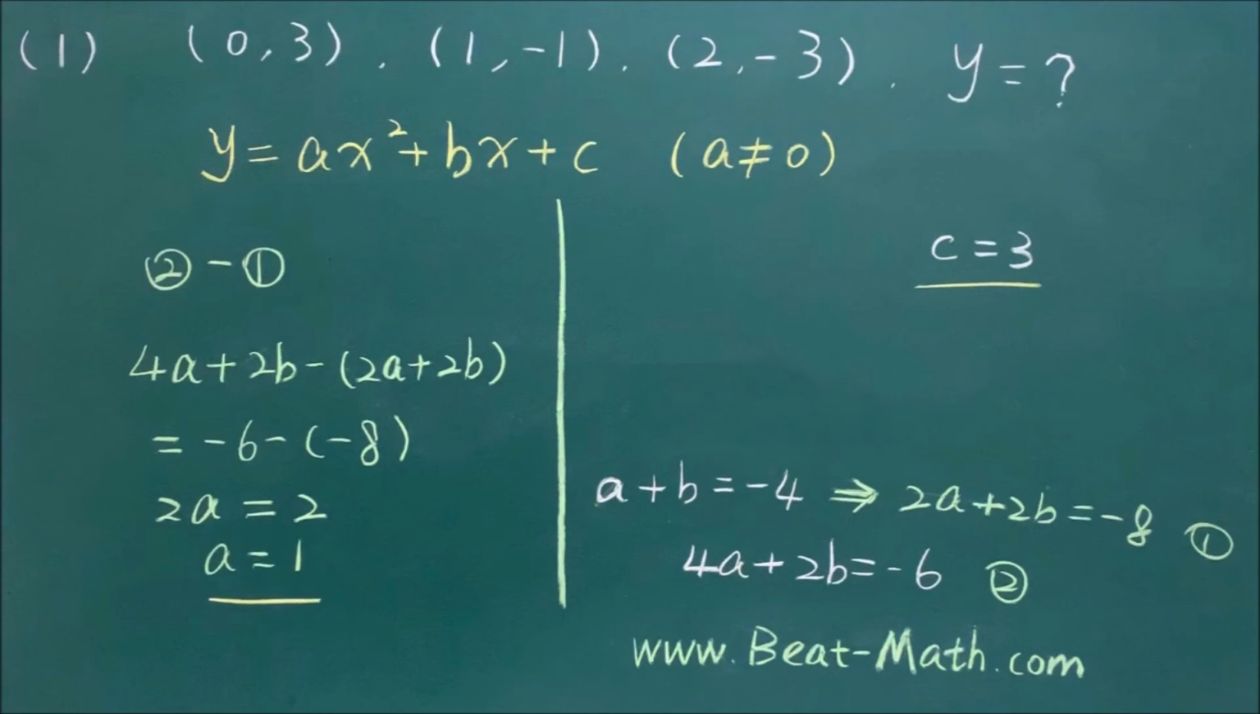Plug a equals 1 into the equation a plus b equals -4, and get 1 plus b equals -4, so b equals -5.